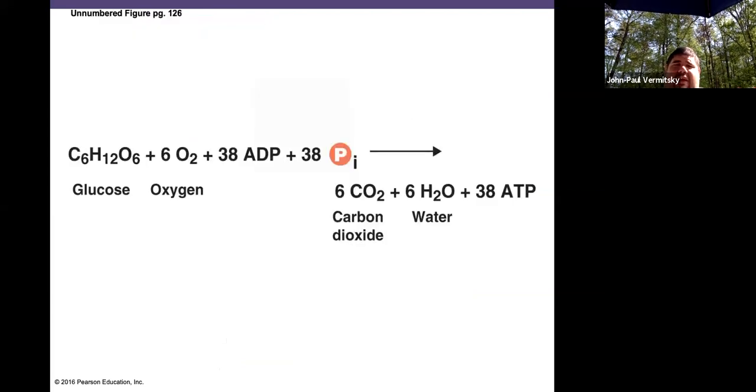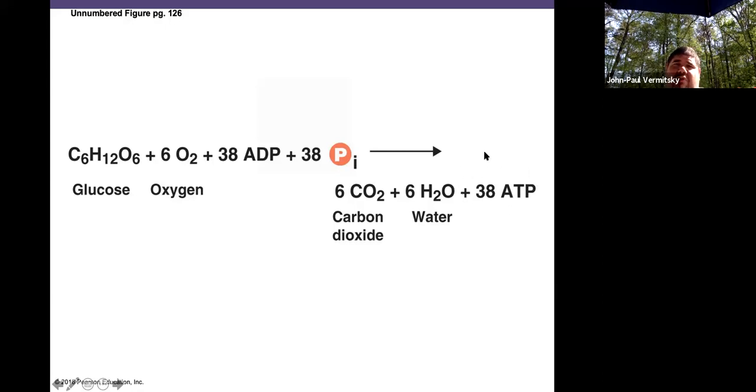Okay? And here is the total equation of what we just did for cellular respiration. We started off with a 6-carbon glucose molecule. We know this was cellular respiration because oxygen was used. And we needed 38 ADPs and 38 phosphates. Remember, you're making the ATPs from ADP molecules. This will end up producing 6 CO2s, which is your waste product of cellular respiration, 6 water molecules. These water molecules were made on the electron transport chain, along with the ATPs, and 38 ATPs.